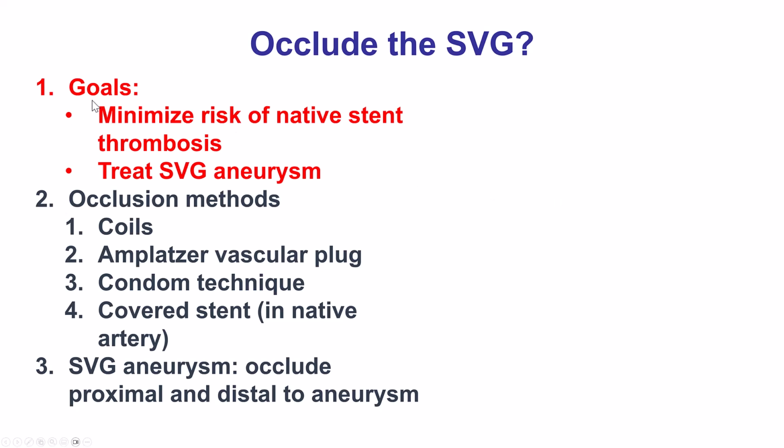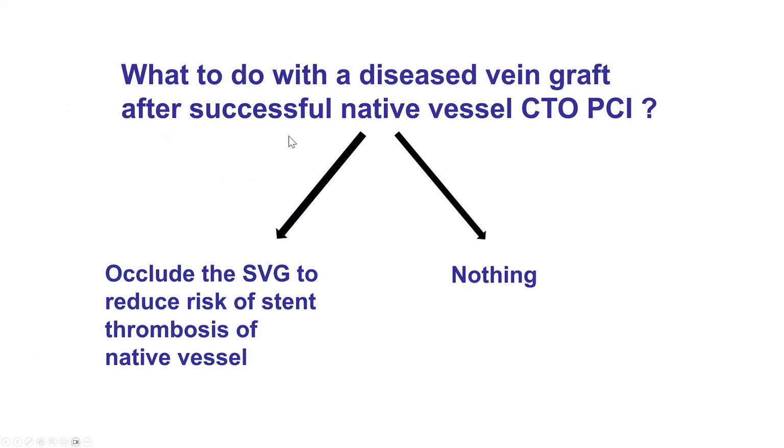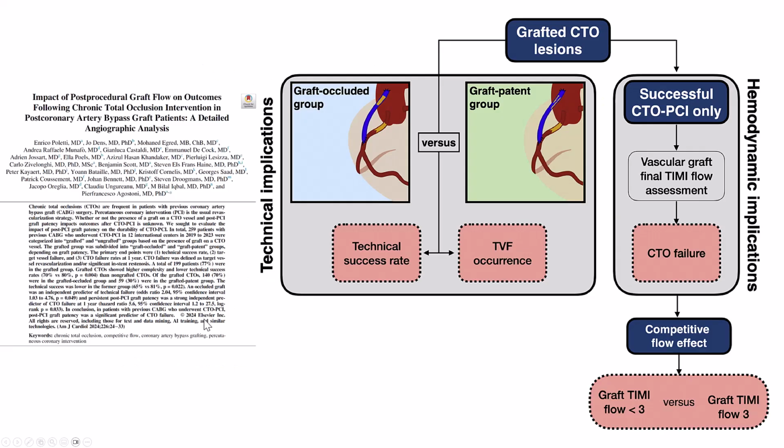Starting with the why. Why should we close the vein graft? This is important because quite often we can do nothing. We can open the native vessel CTO and potentially leave the saphenous vein graft alone. However, quite often we do want to occlude the saphenous vein graft, and the idea behind it is to reduce the risk of stent thrombosis of the native vessel. The competitive flow might decrease the antegrade flow through the native vessel, and that can lead to native thrombosis.